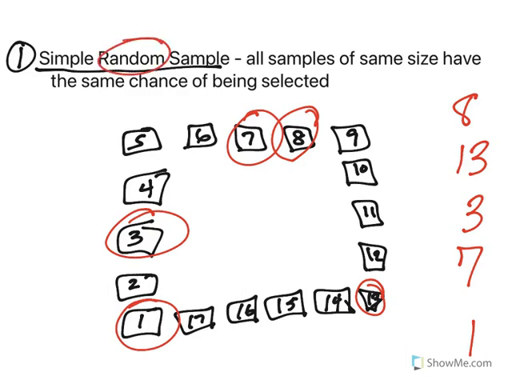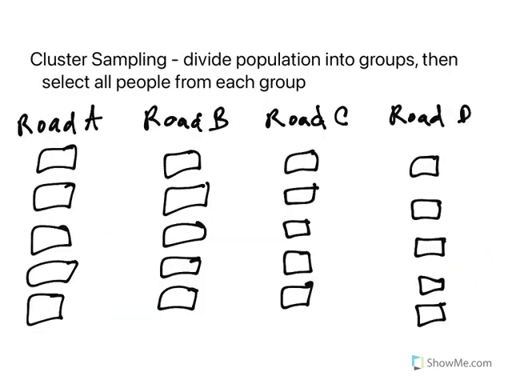But we randomly generate numbers and then we talk to or we survey the people or things that are associated with those numbers. Generally, that is a nice, easy way to think about simple random sampling. Everything has the same chance of being selected.